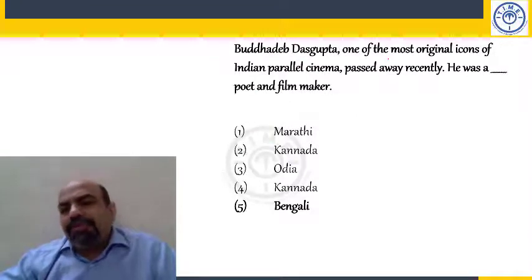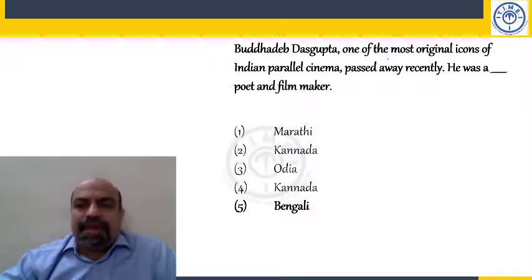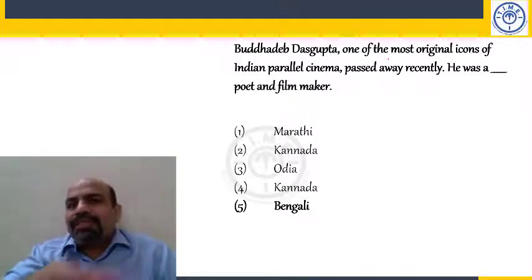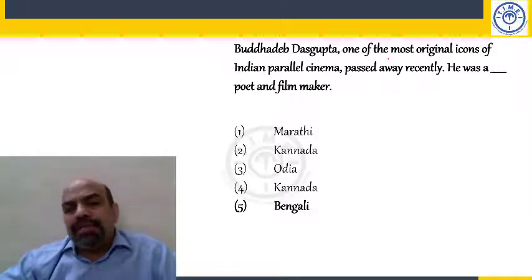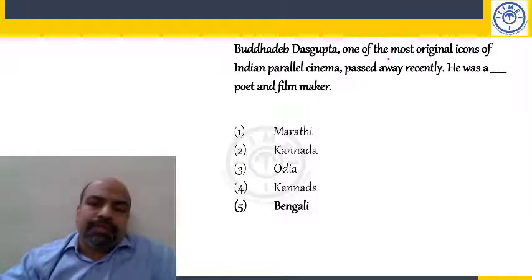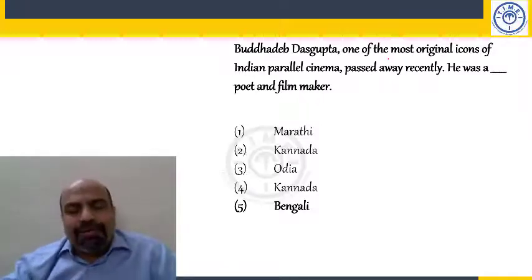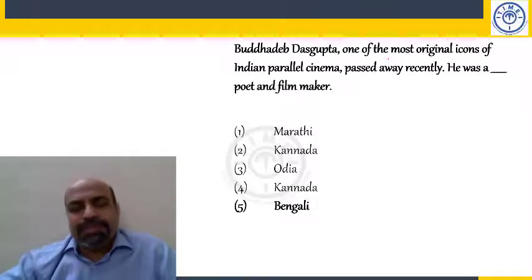Buddhadev Das Gupta, one of the most original icons of Indian parallel cinema, not mainstream cinema. Parallel cinema is art cinema and all that. He passed away recently. He was a Bengali poet and filmmaker. Bengalis are called Bong, B-O-N-G.